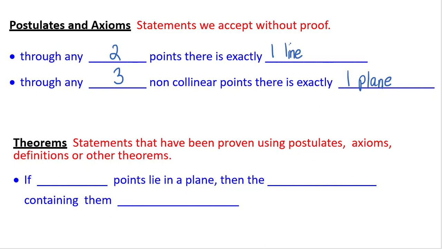So a theorem that we have from this section, and we're not going to worry about proving it. We're going to start off easy on proofs in a few chapters. If 2 points lie in a plane, then the line containing them lies in the plane. Okay? And these are more of concepts that you need to understand about geometry.